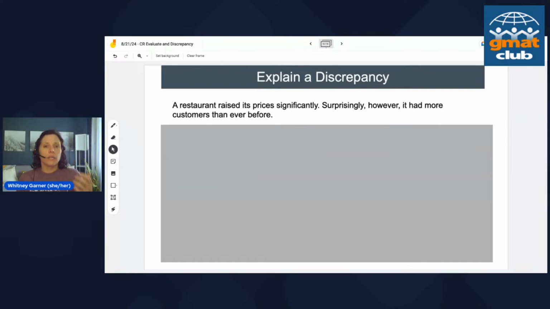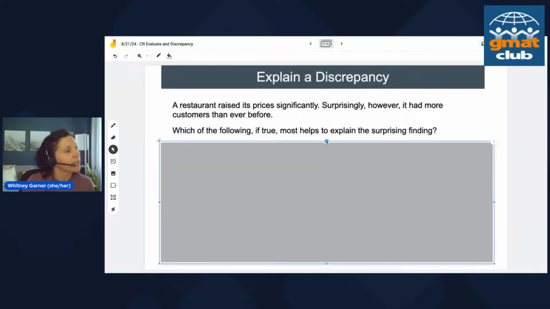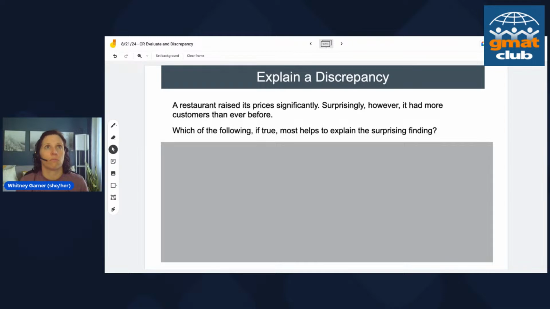So when we look at a discrepancy problem, they're going to ask us something about the surprise or the paradox or the discrepancy. And your job is to roll your eyes and be like, there's nothing surprising. You're just lazy. You're just really bad at your job. Go look. There is something out there. There is a piece of information that would resolve your confusion. You'd stop being so confused if you just did a little bit of research.